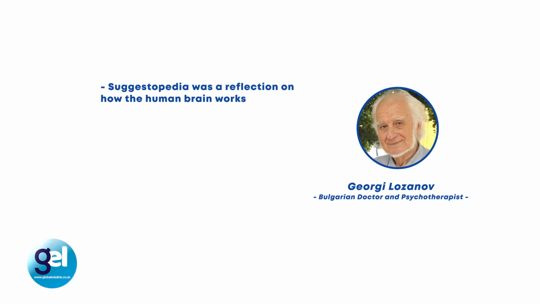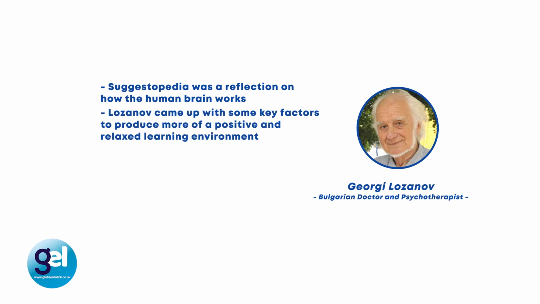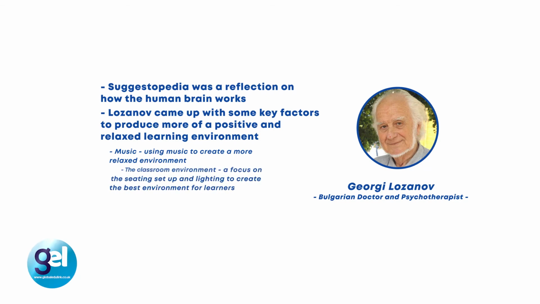Suggestopedia was a reflection on how the human brain works, and Lozanov came up with some key factors to produce more of a positive and relaxed learning environment. Music was an integral factor, using music in the classroom to create a more relaxed environment. Secondly, the classroom environment. There was a focus on the setup and the lighting to create the best environment for the learners. There was no focus on error correction, and this can often be demotivating if there's too much error correction for learners. And also the use of drama in the lesson.